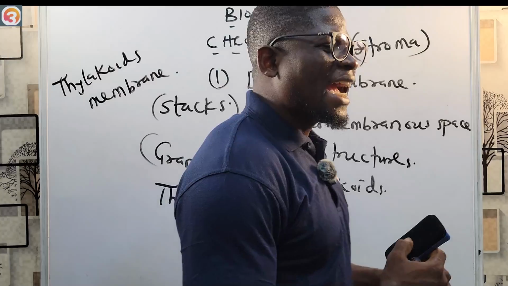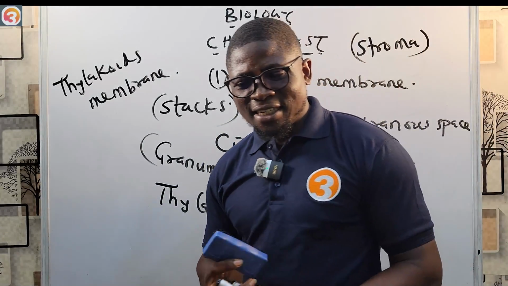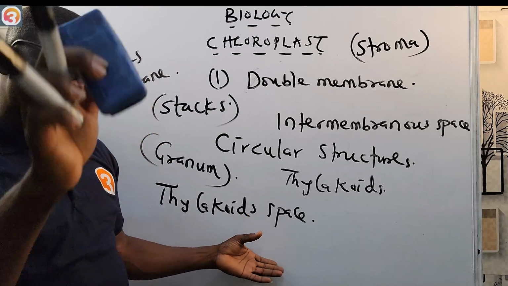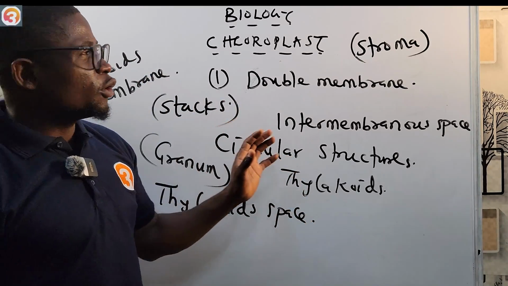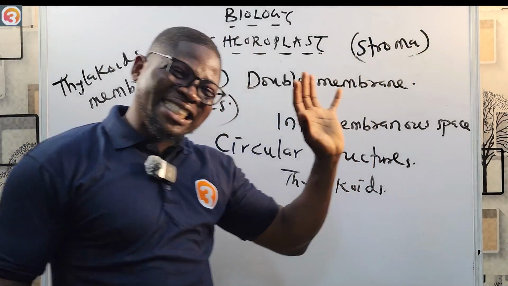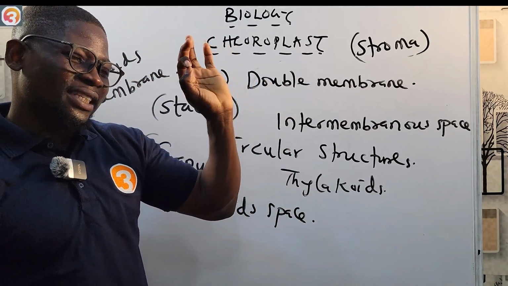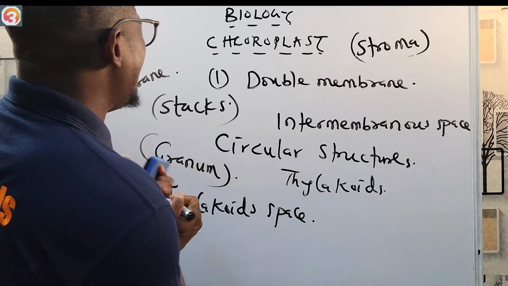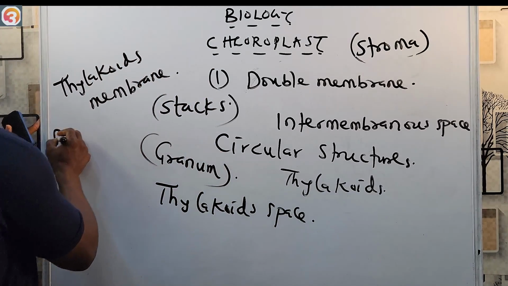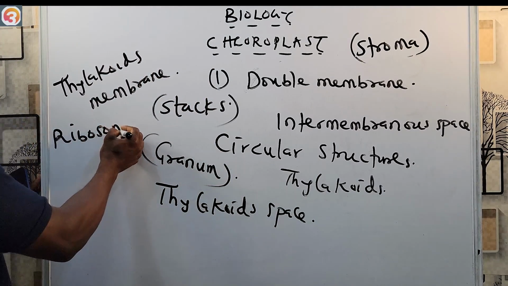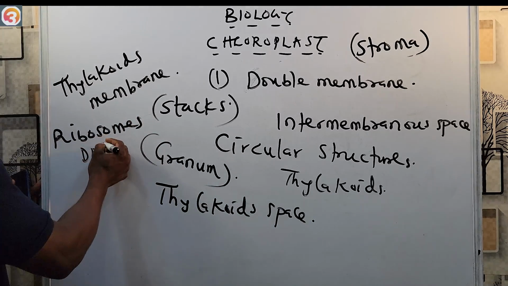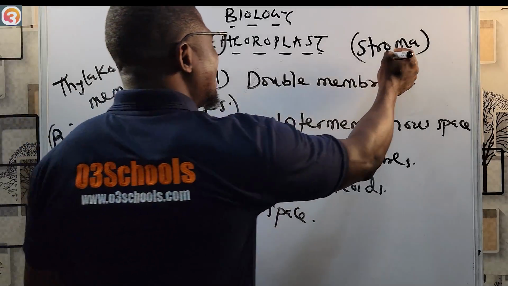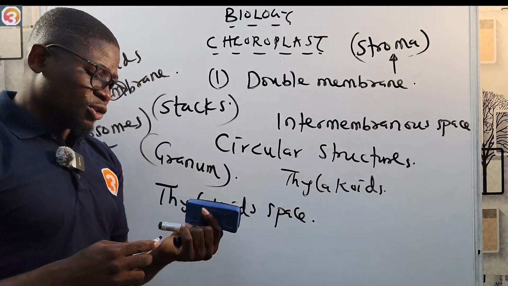Another interesting thing to note is that the inside, the other remaining part of the chloroplast, is called the stroma, and it is where the second phase of photosynthesis takes place. Also, chloroplasts have their own ribosomes and their own DNA, and these ribosomes and DNA are also located in the stroma. So please take note of that.